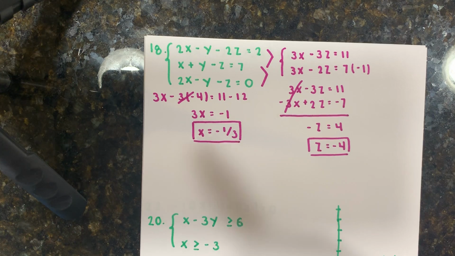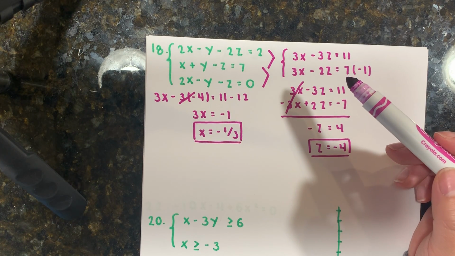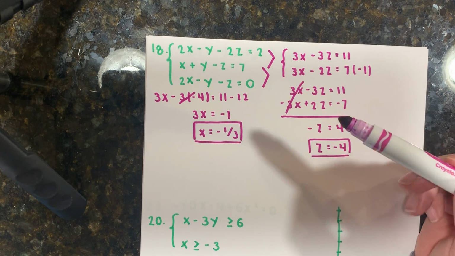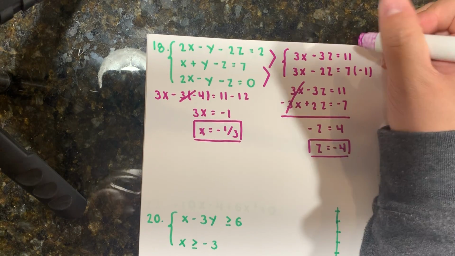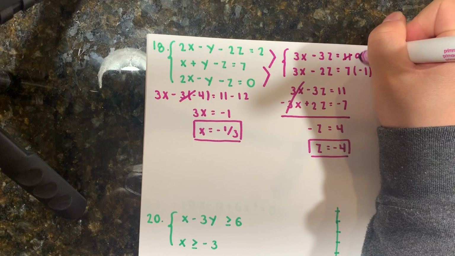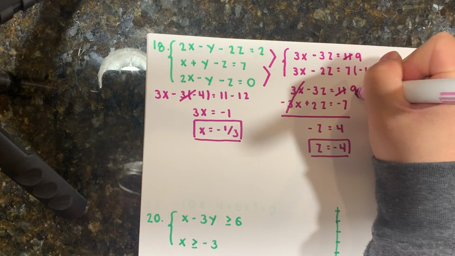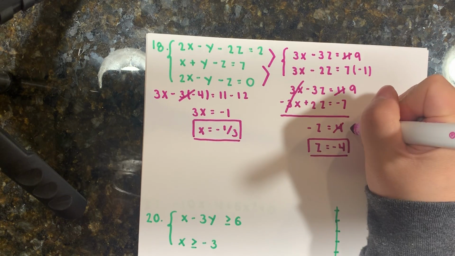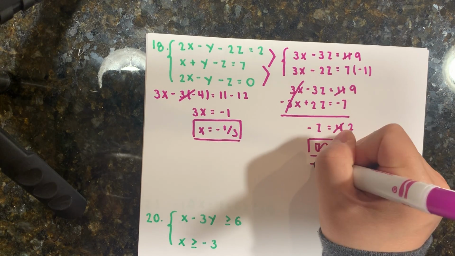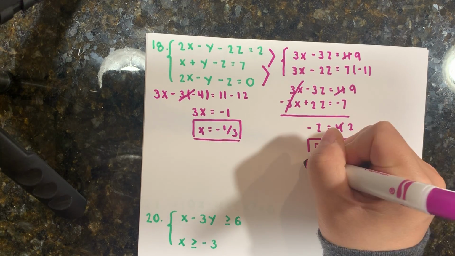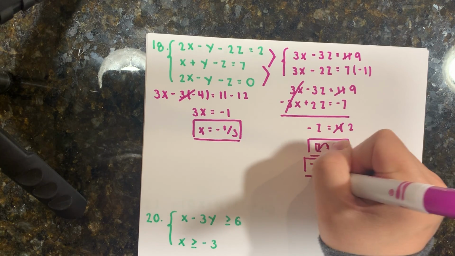So we have 2x minus y minus 2z equals 2. Oh, I see. 7 plus 2 is not 11, it's 9. So this should be 9. This should be then 2. So z is going to be equal to negative 2. So let's restart that. So z is equal to negative 2.